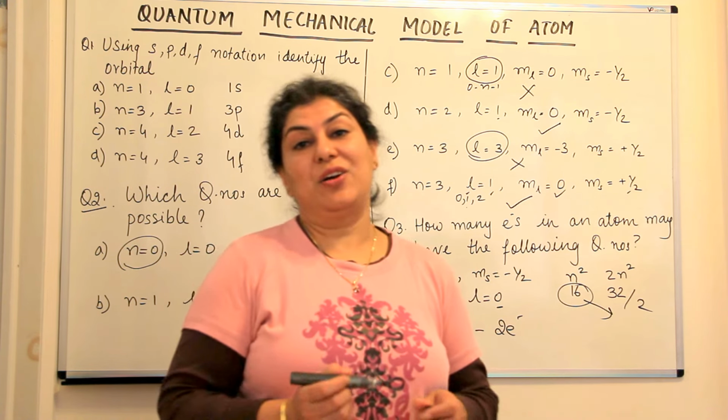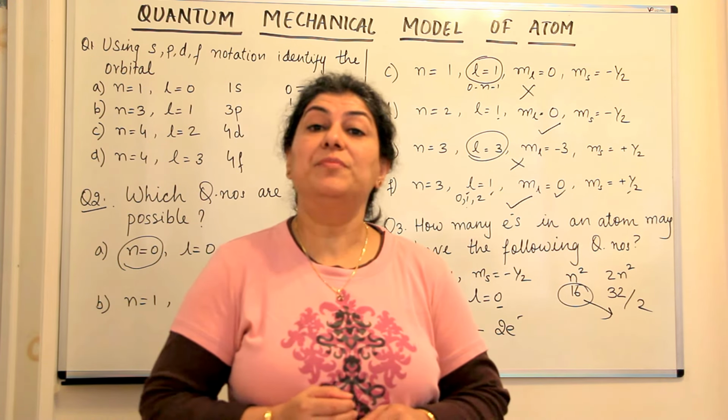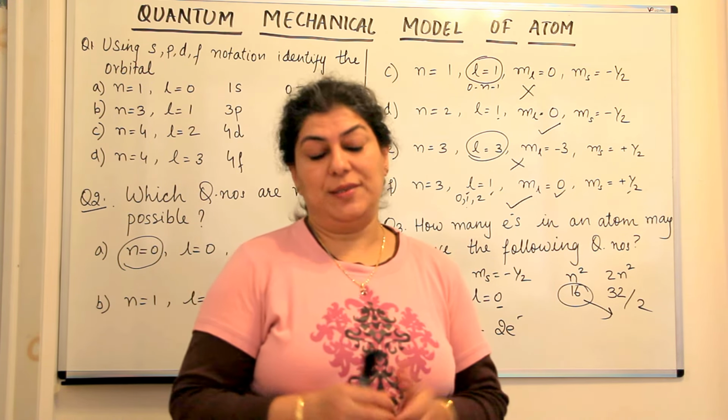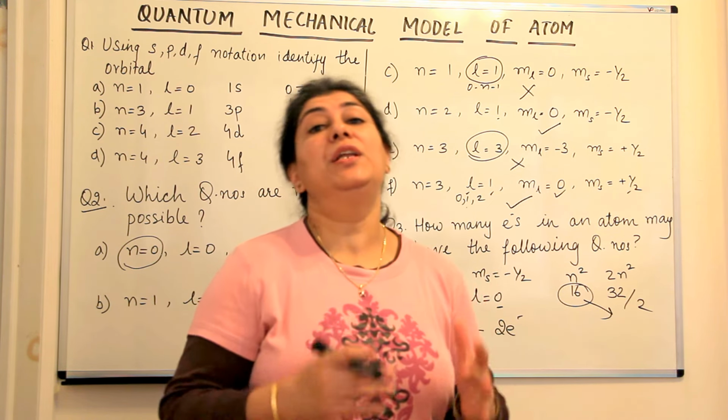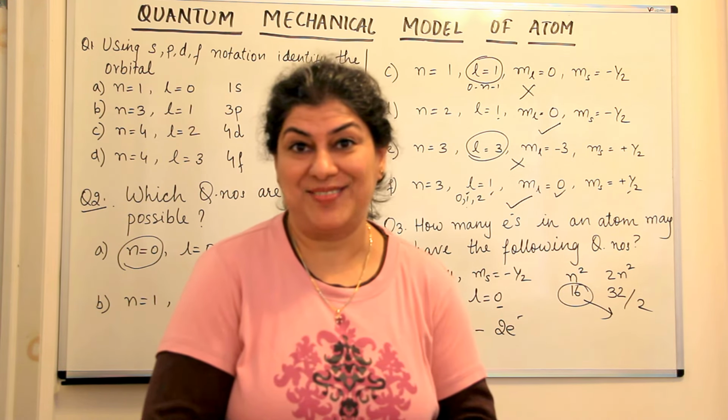So that solves our questions on quantum numbers and orbitals. We will now move on to the shapes of orbitals.